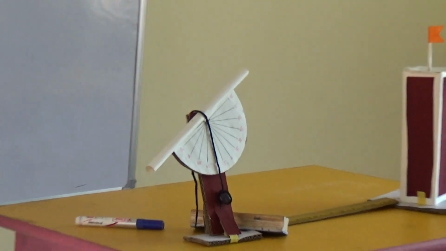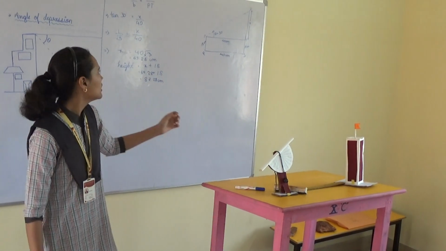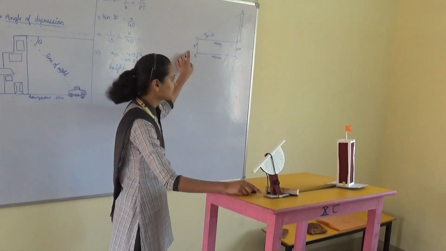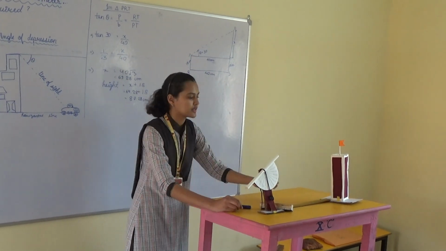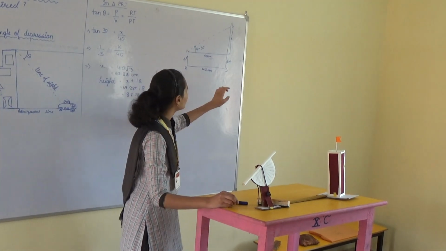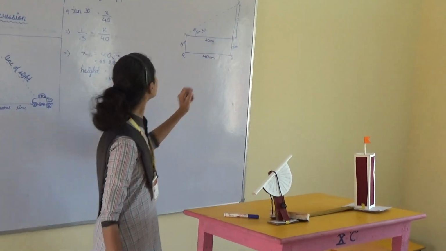So now we have to find the height of that flag from the ground. Now this PQ is the height of this tower, which is 18 centimeter. This PS and QT is the distance between this clinometer and this tower. And we have to find the height of this flag from the ground, which is x.